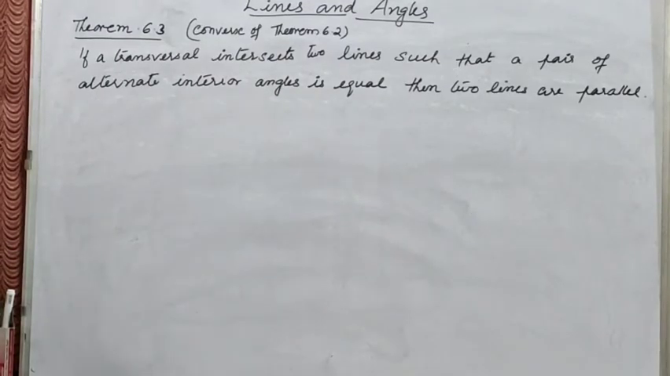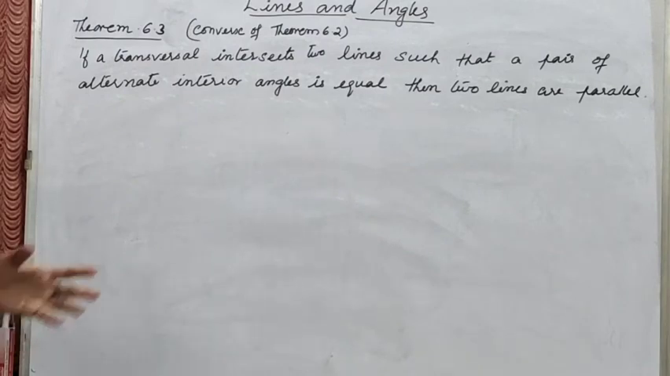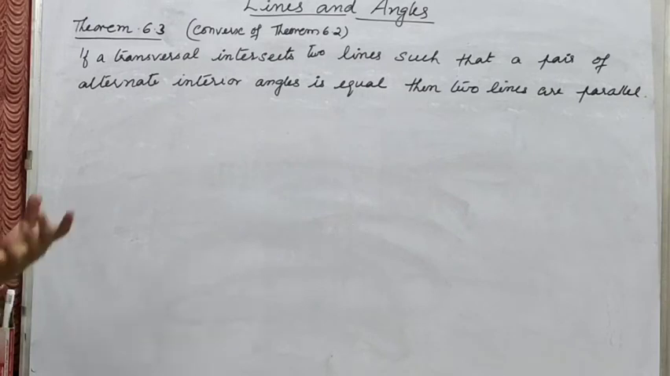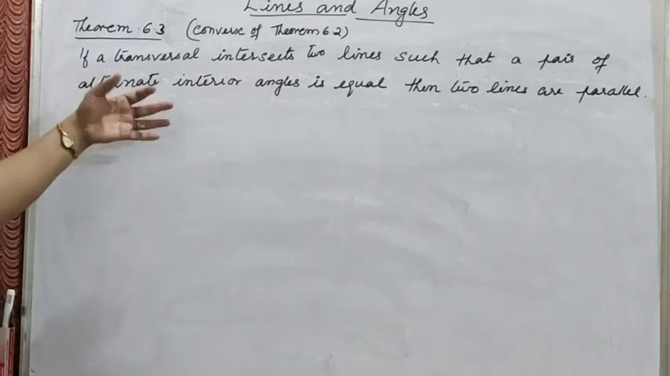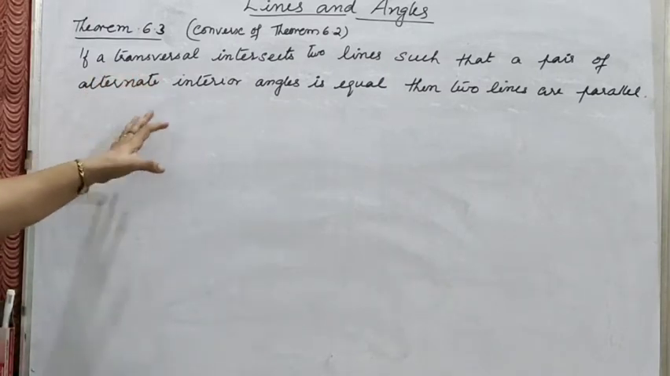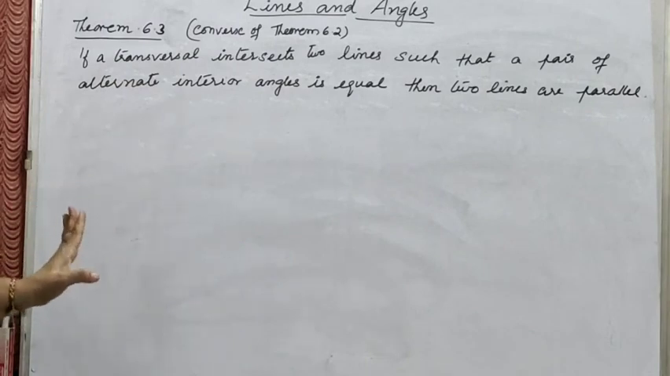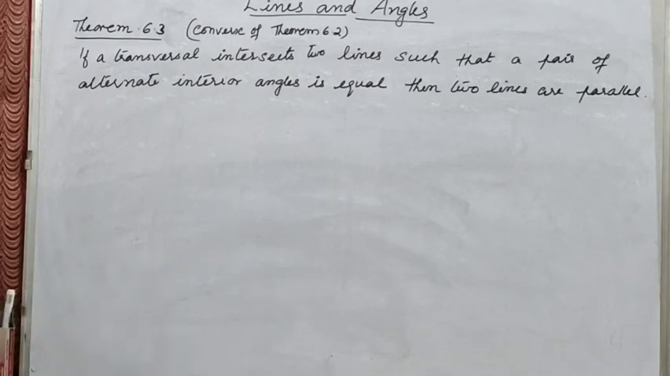Next theorem, the converse of theorem 6.2. This proof is not in the syllabus, so it is just a statement for you, which you already know. If a transversal intersects two lines such that a pair of alternate interior angles is equal, then the two lines are parallel. That is the theorem statement we have already studied in the lower classes. No proof is required for this.